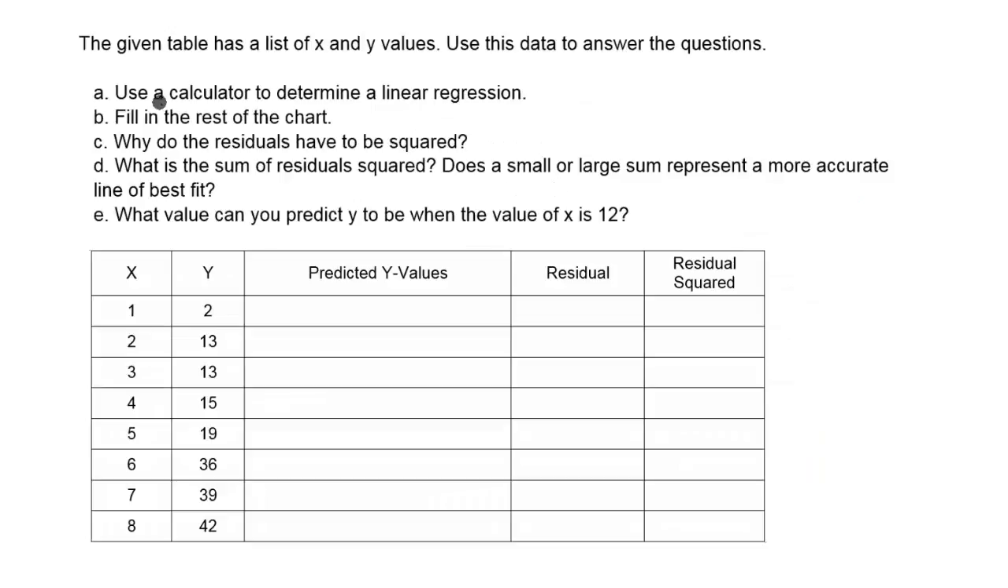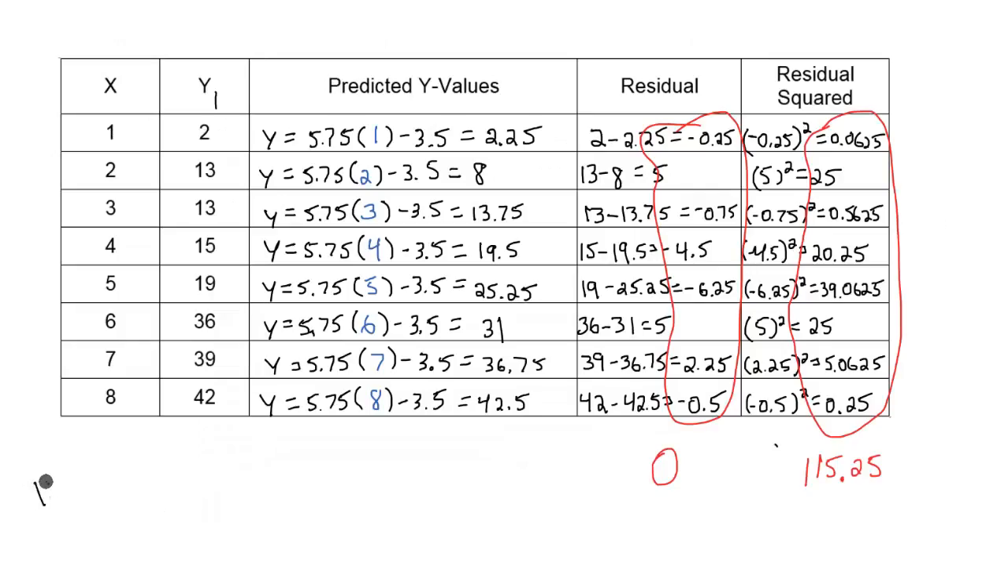At this point, we've thoroughly answered A, B, C, and D. The last part we want to do is E, and it's asking what value can you predict Y to be when the value of X is going to be 12. Now, let's go back to this screen, and it's like, all right, what happens when X is 12, right? We want to use, just like we did here, our equation of the line of best fit, which is 5.75, and I plug in that value of 12, which is going to represent my x, and then I continue writing that equation with line of best fit. So we got minus 3.5.